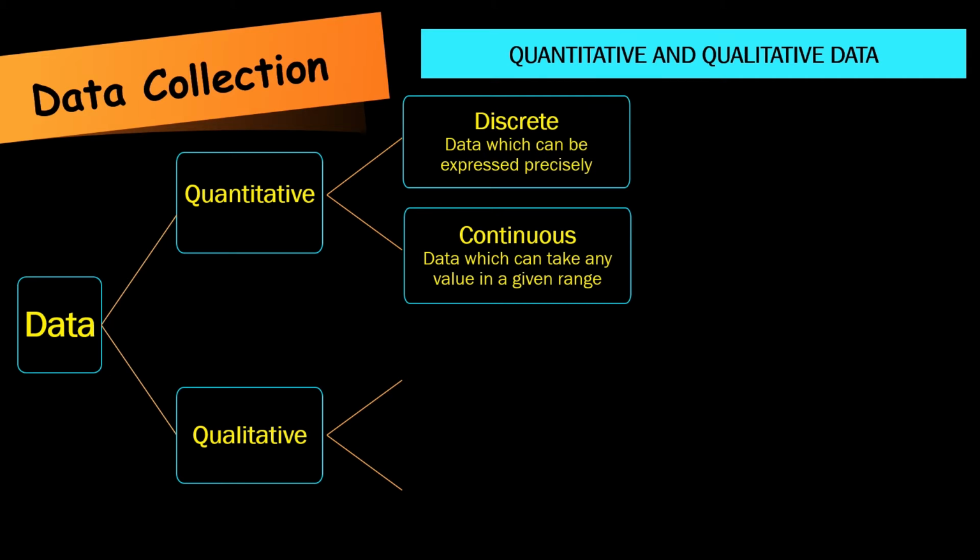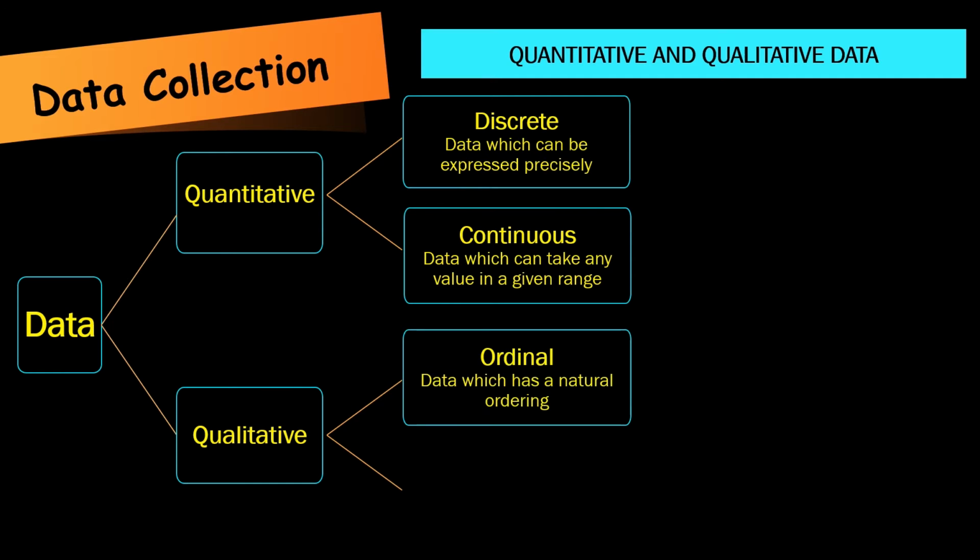Qualitative data is also split into two broad categories. Ordinal data. This is data which has a natural ordering. It's not numeric, but we can put it in some kind of order. So, for example, exam grade. We can classify it as A, B, C, D, and so on.